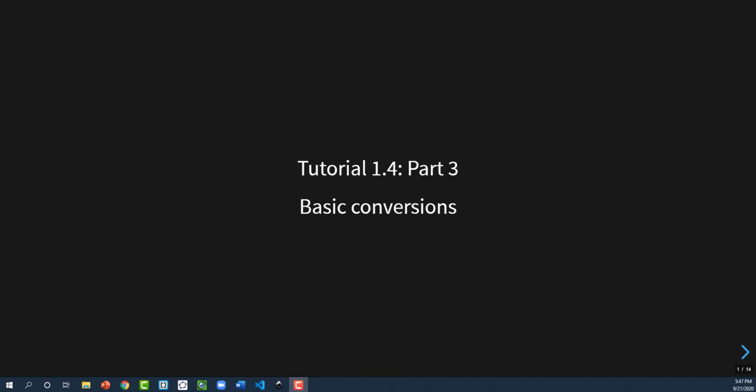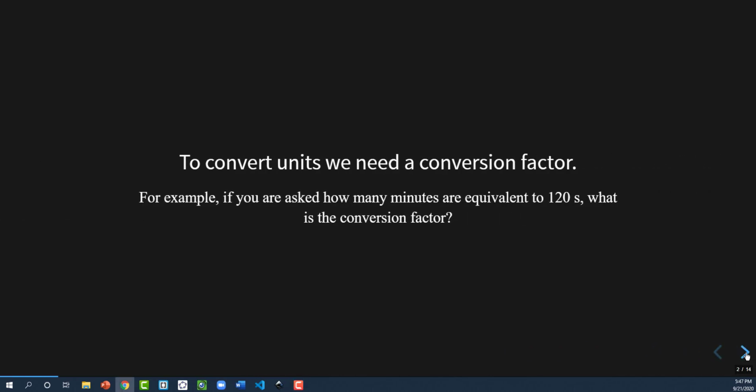This is tutorial 1.4 part 3 on converting units, and in this part we actually start converting units. Before we do, let's give some thought to what's involved. First, to convert a unit you need a conversion factor. This is sometimes so intuitive to you, you may not think you're using one.